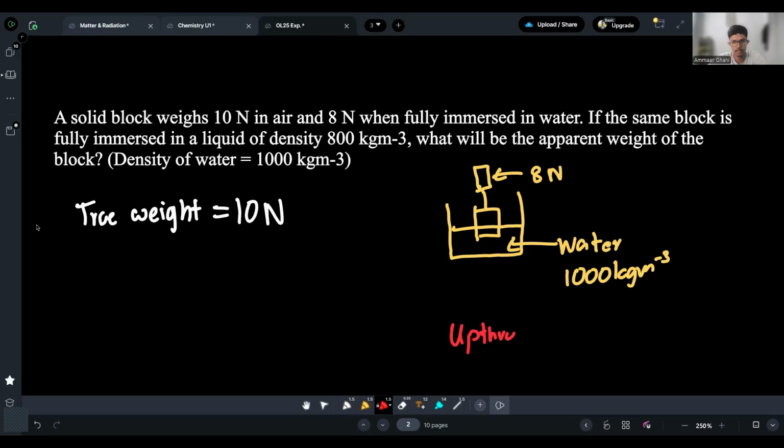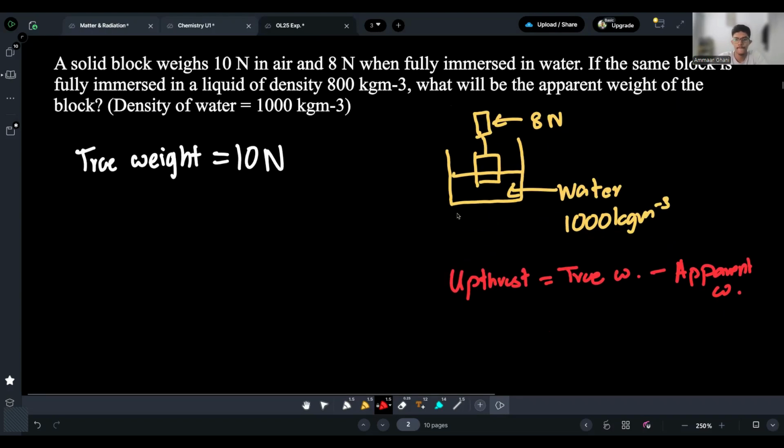Upthrust equals true weight minus apparent weight. True weight is 10 Newton, which we have in here. Apparent weight is 8 Newton. So we get upthrust as 2 Newton. So you have an upthrust here, which is 2 Newton.